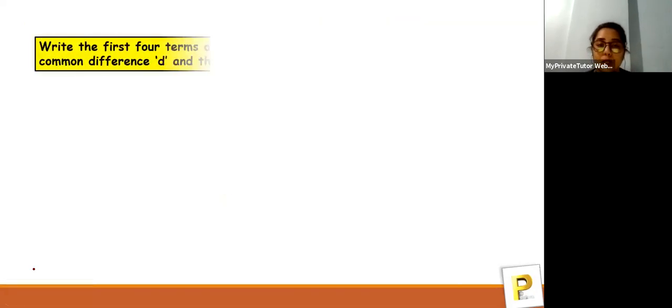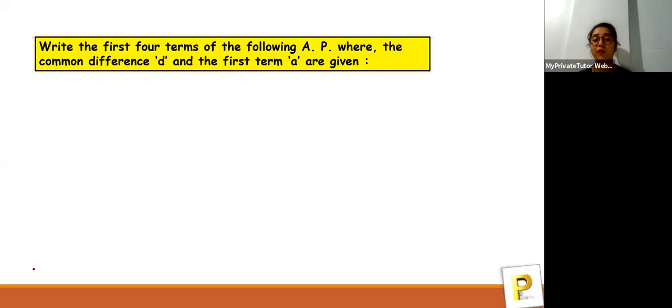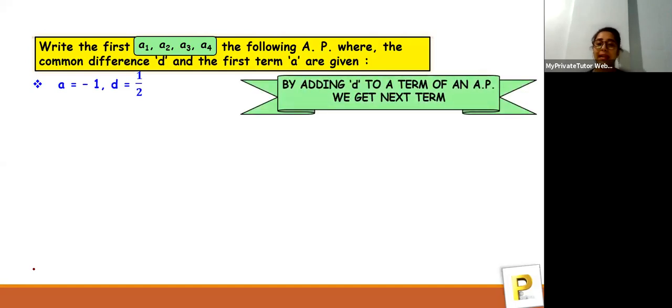Now let's move towards: write the first four terms of the following AP where the first term a and the common difference d are given. So they have given you the first term and the common difference. You have to find A1, A2, A3 and A4. So a is equal to minus 1, that is the first term of that AP. d, the common difference, is 1 by 2. By adding d to a term of an AP, we get the next term. That means that when you add minus 1 and plus 1 by 2, you get the next term.